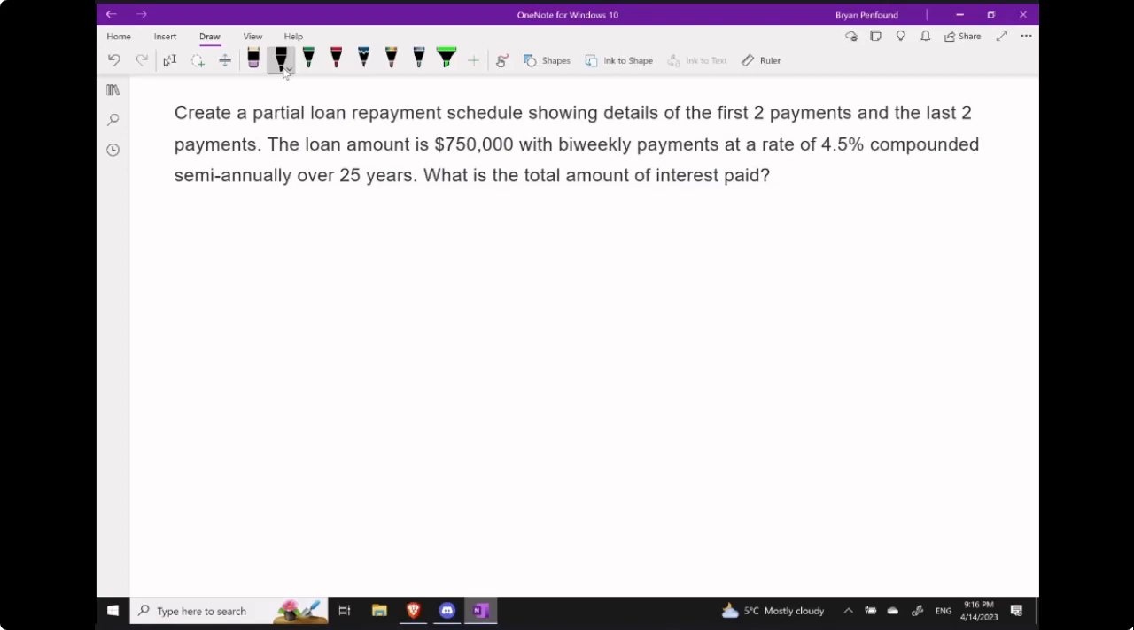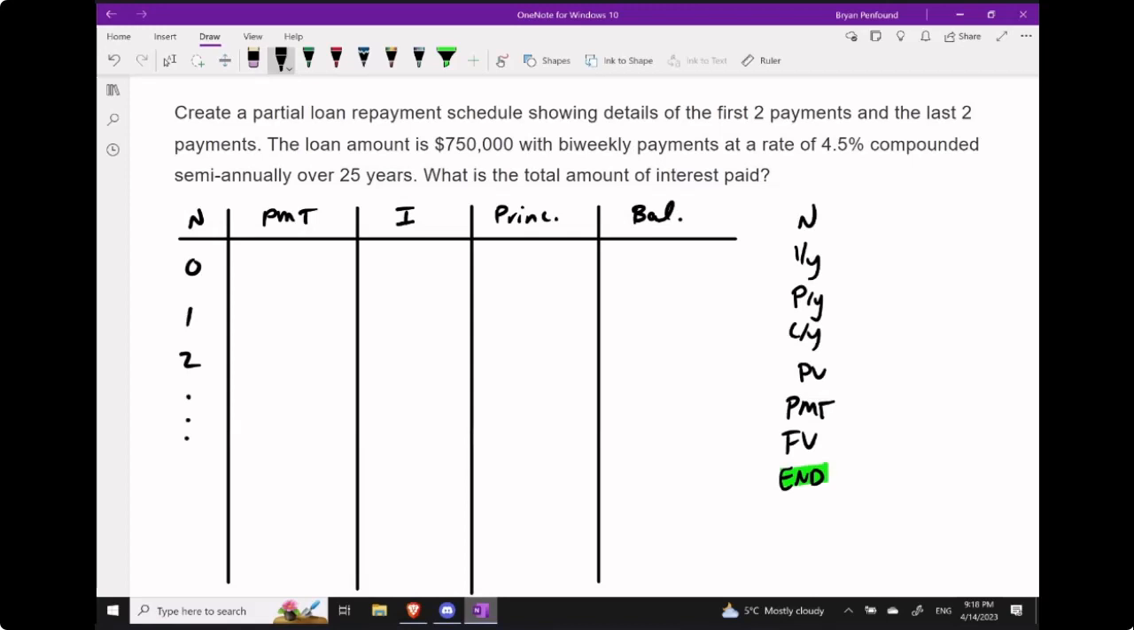After we've constructed the partial loan repayment schedule, we're going to try to calculate the total amount of interest paid as well. What we want to do here is start setting up the table we're going to use for our loan repayment schedule. I've marked the first 3 time steps we're going to look at, which are 0, 1, and 2, but we need to figure out what the last 2 payments are going to be as well.